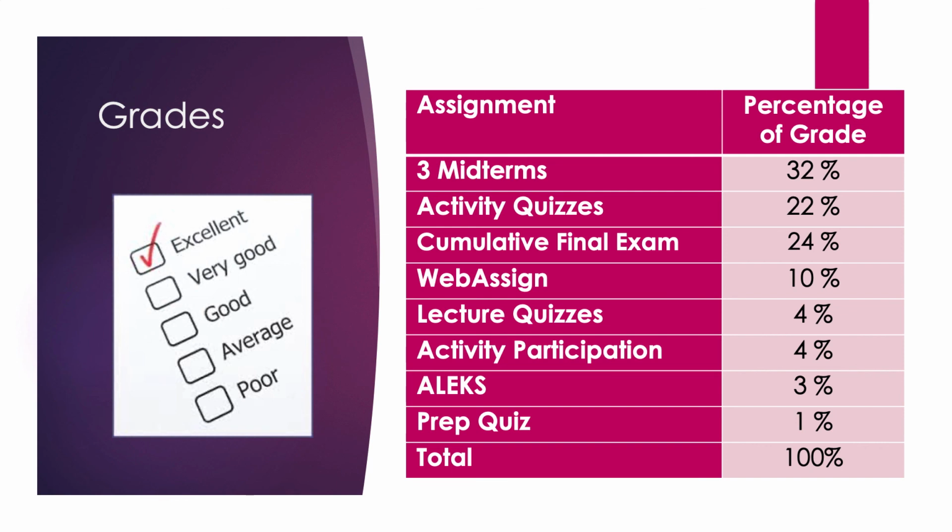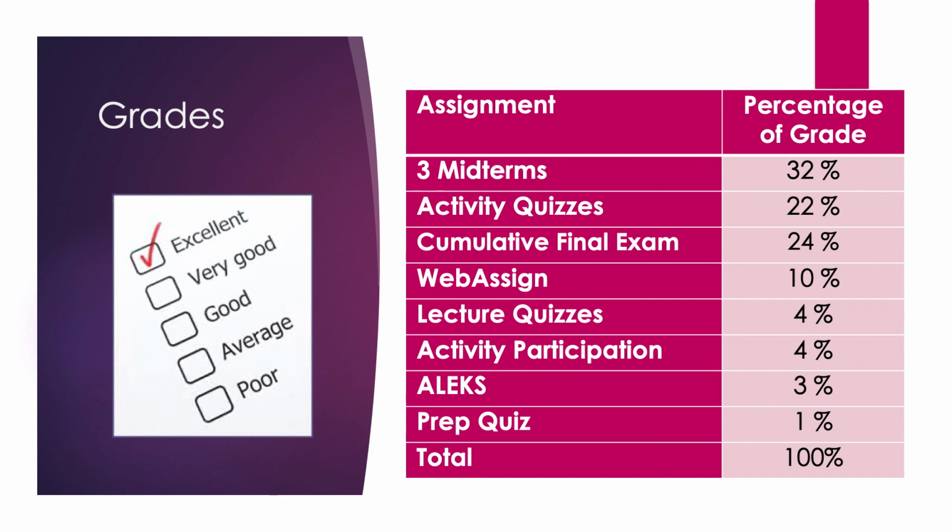So starting at the top of the pink table, I don't know what to call that, but basically you will have 3 midterms that combine to be 32% of your grade, but you'll also be taking quizzes in activity, as we just saw on the calendar, almost weekly, that will be 22% of your grade.